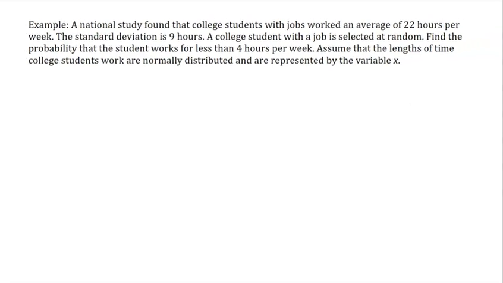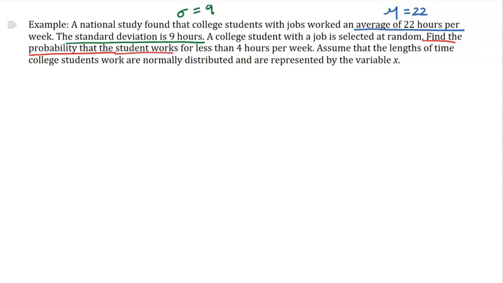So we have an example here that the national study finds that college students with jobs worked an average of 22 hours per week. So that gives us our mu value of 22. And the standard deviation is 9 hours. That gives us our sigma of 9. A college student is randomly selected. Find the probability that the student works for less than 4 hours per week.